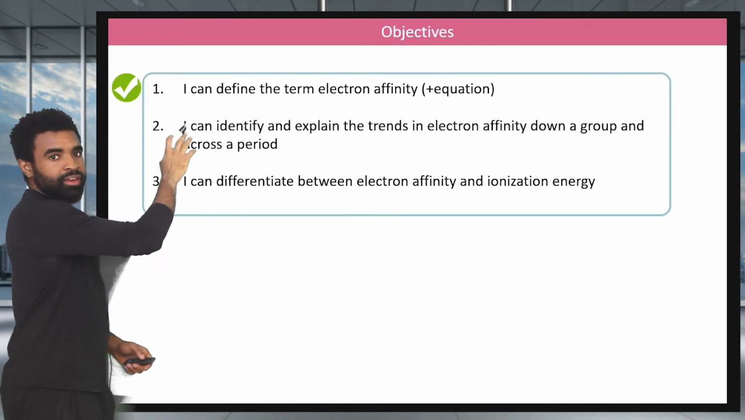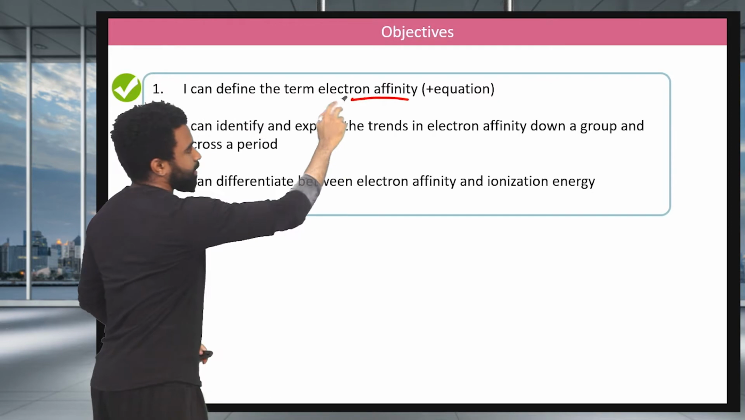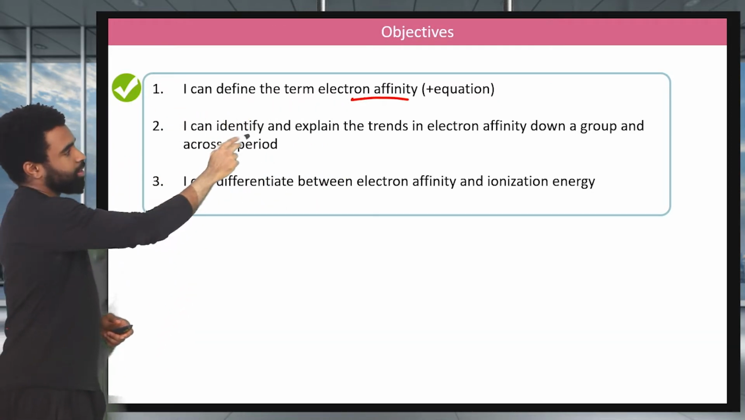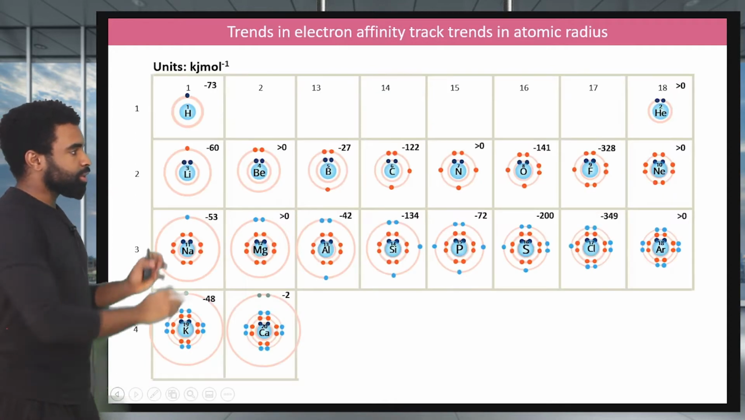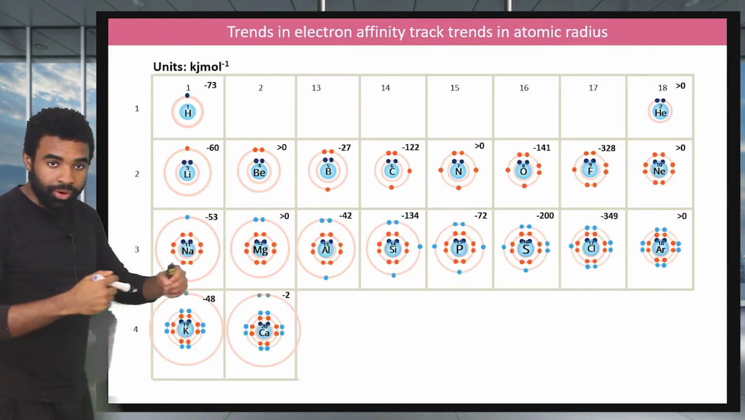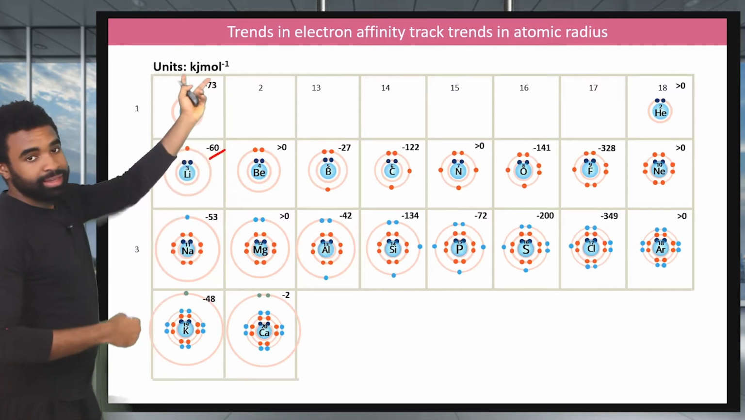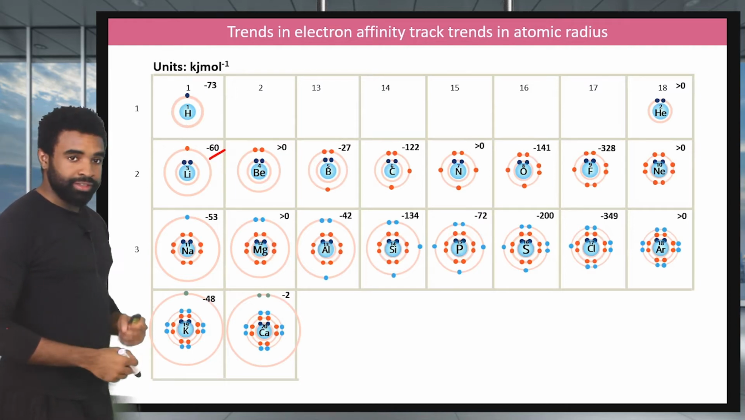So now we have a green light with this first objective, to be able to define the term first electron affinity and give its equation. Let's look now at being able to identify the relevant trends. Here we have the first 20 elements of the periodic table, and at the top right I have put in kilojoules per mole the first electron affinities of each of these elements.